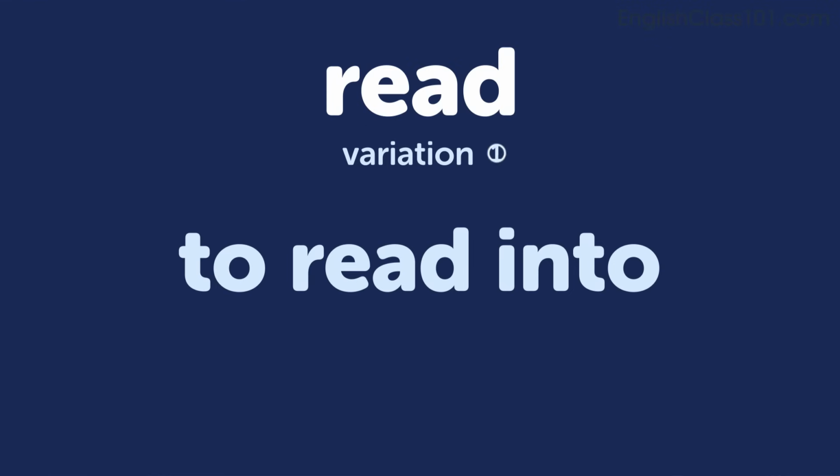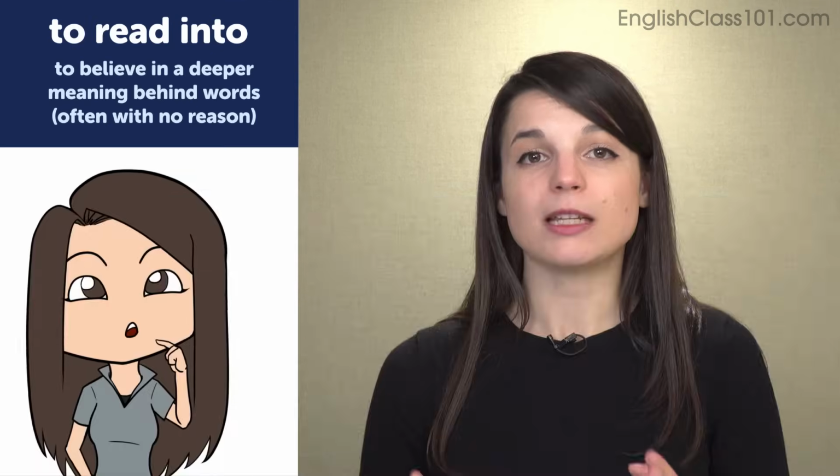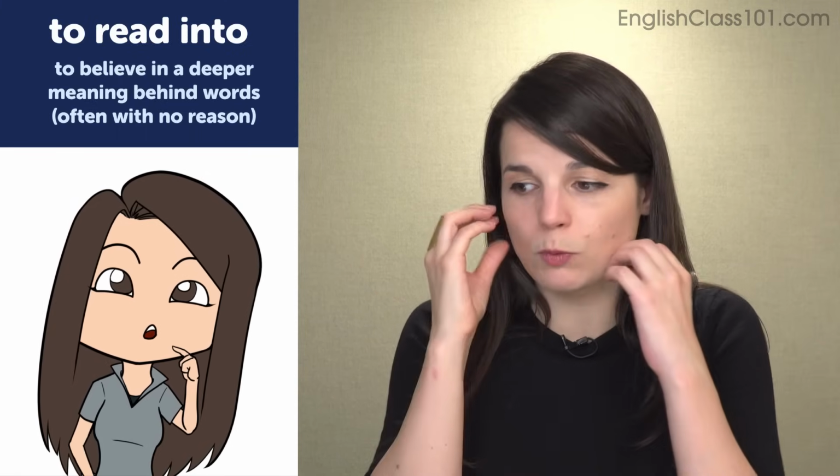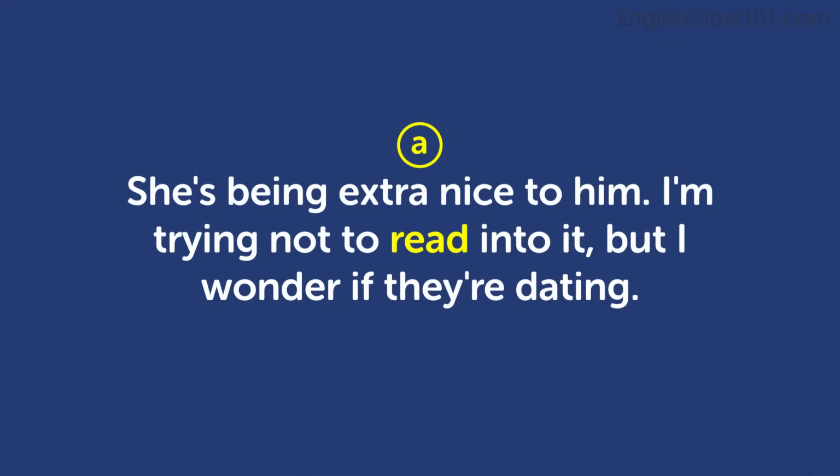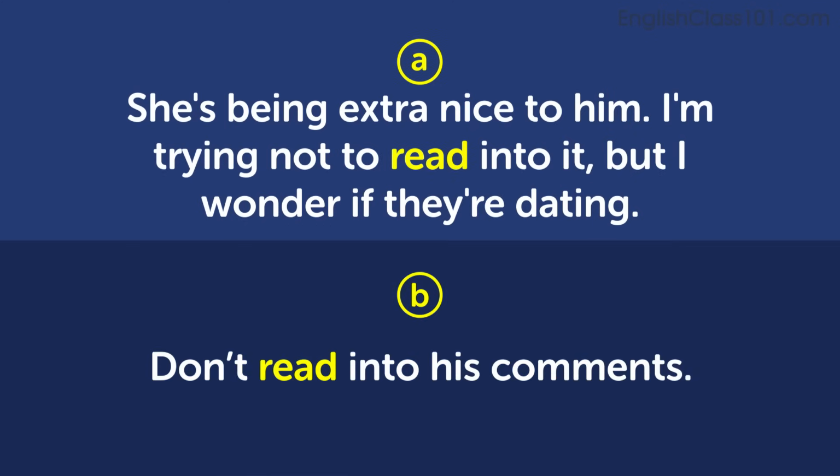Let's look at some variations now for this verb. The first one is to read into something. This means to believe in a deeper meaning of something. However, in some cases, there's no deeper meaning. It's like we think there's deeper meaning for something, but there really isn't. Let's look at some examples of this. She's being extra nice to him. I'm trying not to read into it, but I wonder if they're dating. Don't read into his comments.